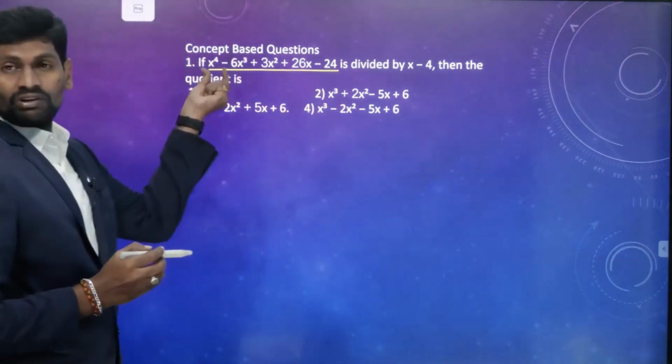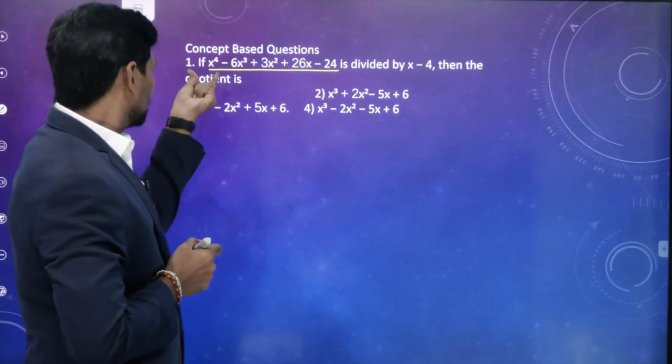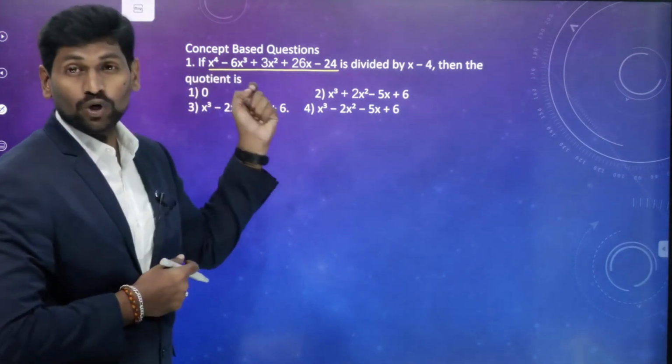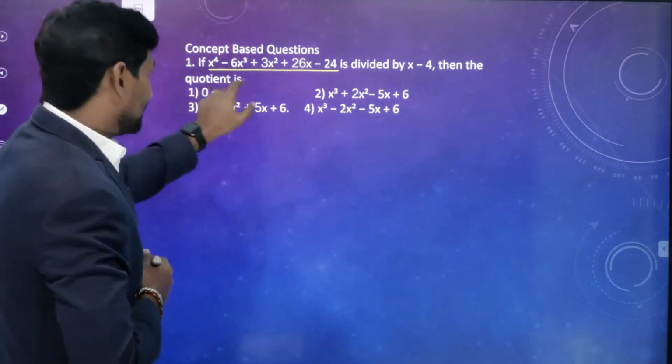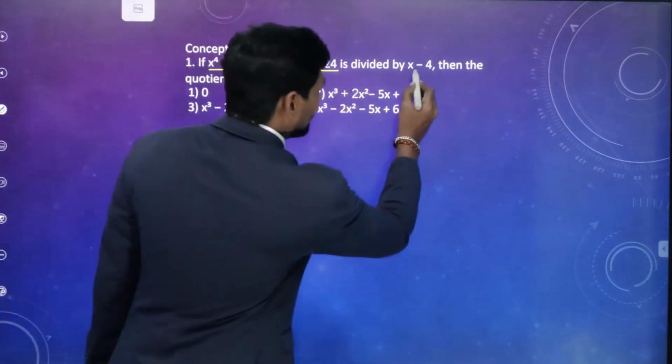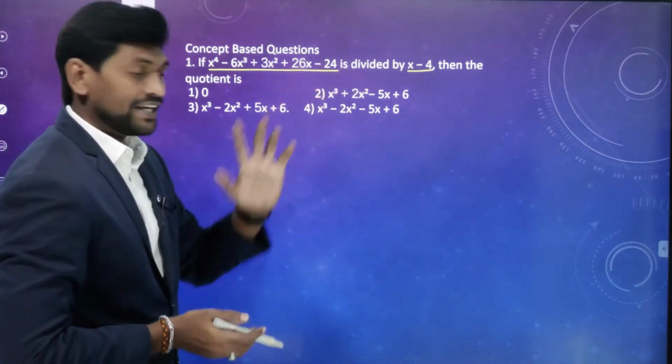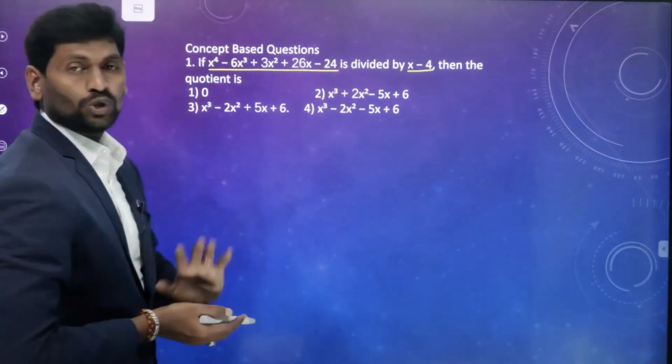Here, x power 4 is the highest degree. That means the degree of the polynomial is 4. This is a biquadratic polynomial, and this polynomial is divided by x minus 4. Then the quotient is.